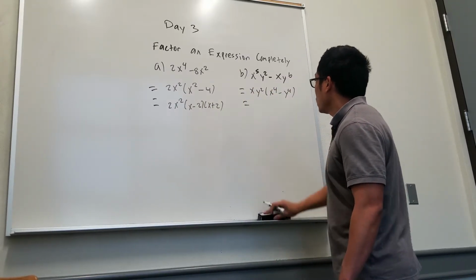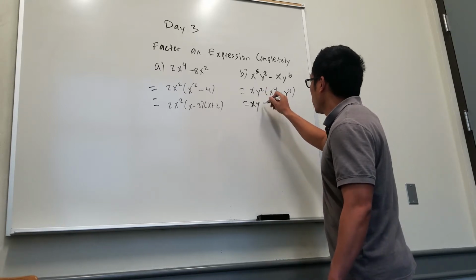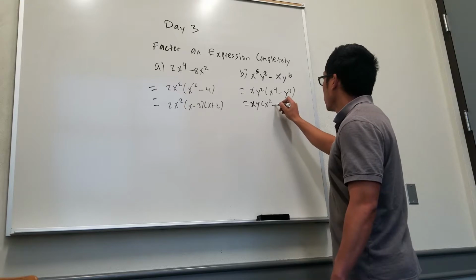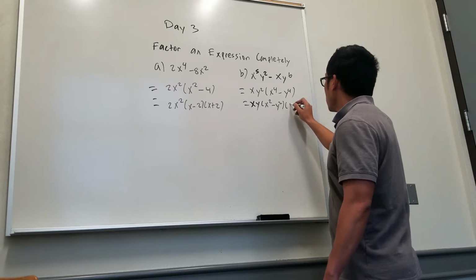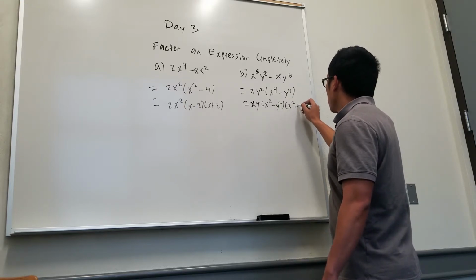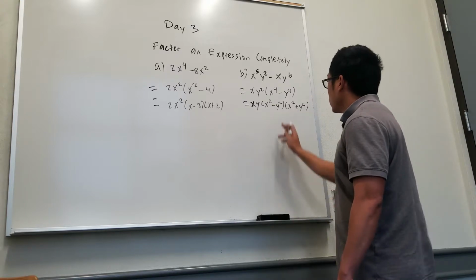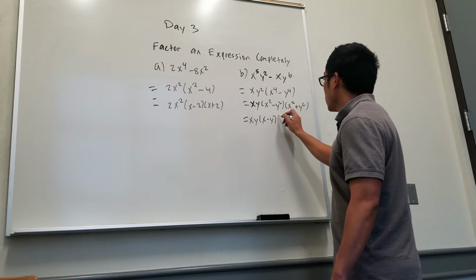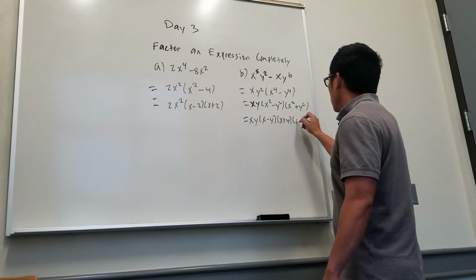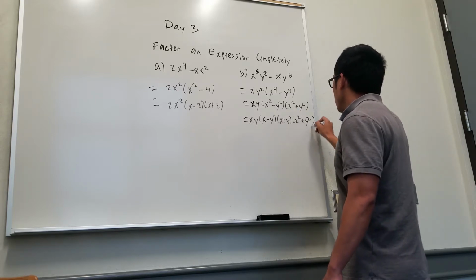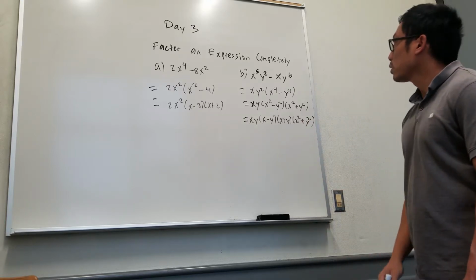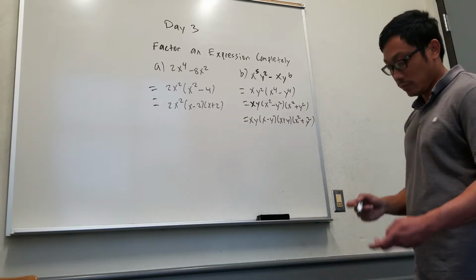I'm running out of ink. X squared minus y squared, this is a difference of 2 squares also, and x squared plus y squared. So this is a difference of 2 squares, I can still keep going. x minus y, x plus y, x squared plus y squared, right? That's it. There you go.